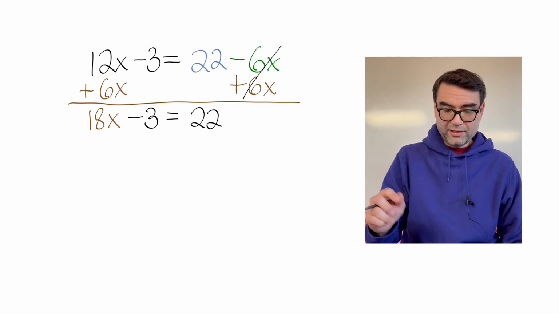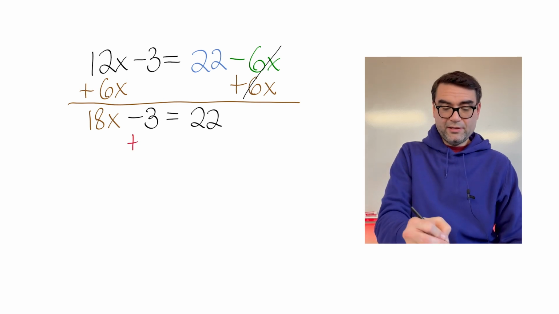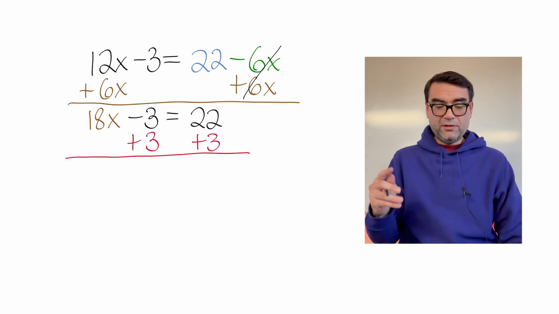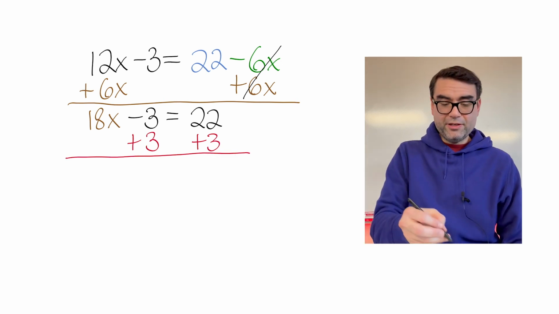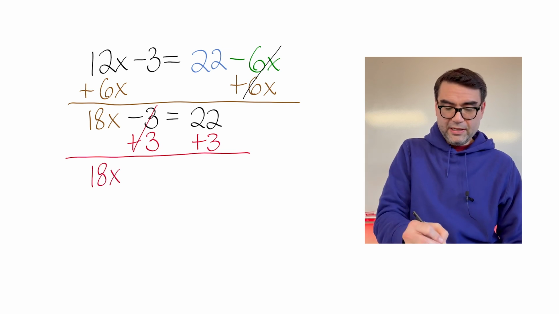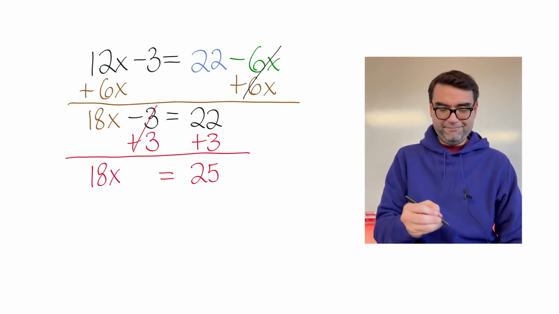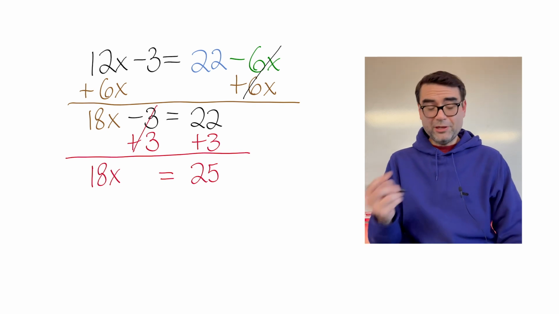From here, I can move my negative 3 term by adding it to both sides. So by adding 3 to the left side of the equation, negative 3 plus 3 is 0. And I have 18x equals 22 plus 3 is 25. And if you're thinking ahead, yes, we have another solution that's not the nicest kind of number, but it's still a number. It can still be a solution.